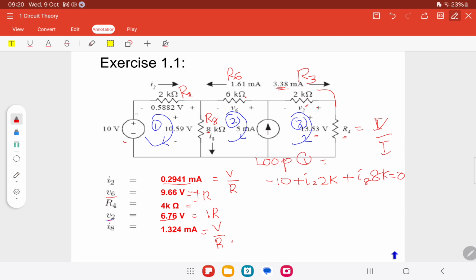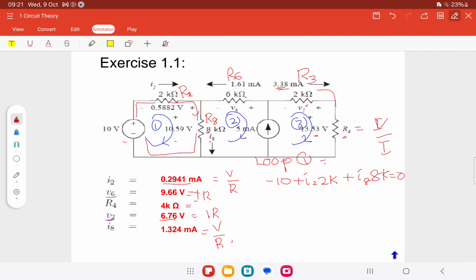Okay. Dia lalu sini, pergi sini. I2 darab 2K. Lepas tu dia pergi sini. Since it is given I8 dekat sini, so here is I8 darab dengan 8K. Lepas tu pergi sini, dia kena masuk balik dekat mana dia keluar. Apa lagi dia jumpa? Tak ada dah. Okay, bila tak ada equals to 0. Equals to 0 meaning that closed loop.